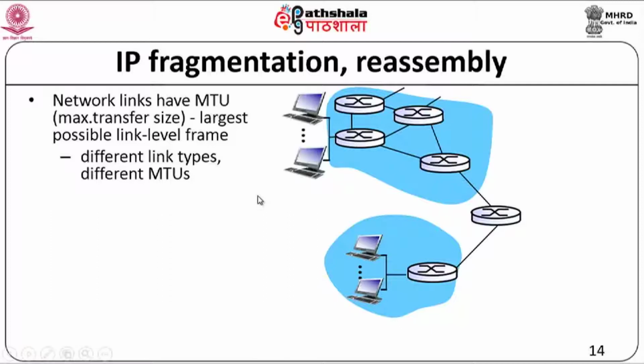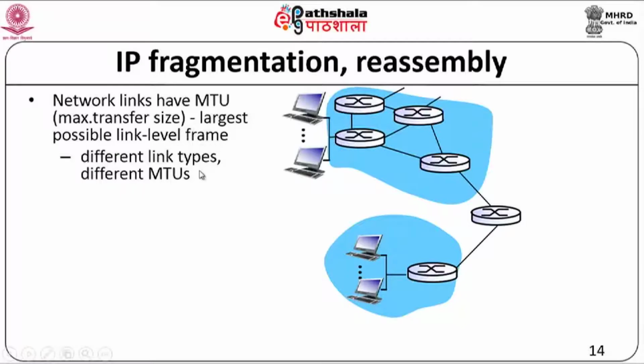What IP does is that it has to send packets through various links. And when a packet is sent from an initial link, there is no information about what exactly is the size of the packets that can be carried by the intermediate links. Let us explain that a little further. Every network link has something called an MTU, the maximum transmission unit, which is the largest possible frame that can be carried on a particular link.